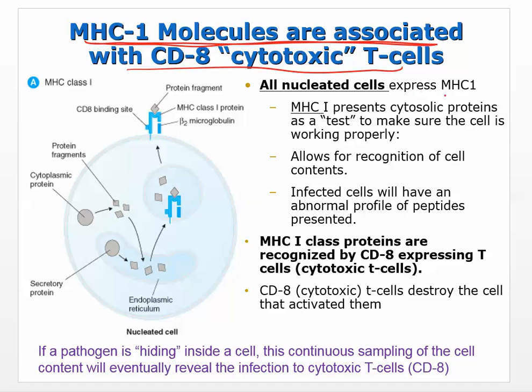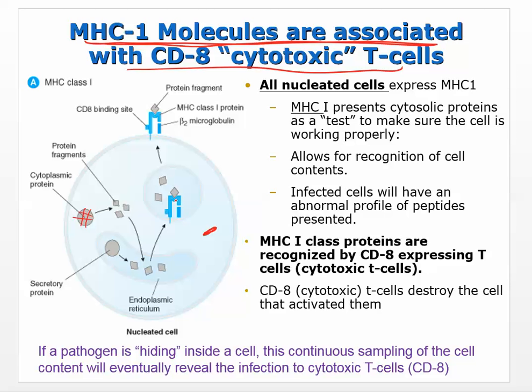All nucleated cells express MHC1, and MHC1 presents cytosolic proteins as a test to make sure the cell is working properly. Remember earlier when I said the virus comes in and it hides inside the cell? Okay, it says, oh, nobody can see me now, I'm safe. Well, you've got this process going on in every cell in your body all the time, where it's just sort of randomly saying, yeah, okay, there's a protein. Let's chop it up into little pieces. Oh, I guess this is the protein over here. Let's chop it up into little pieces and express part of it out here.